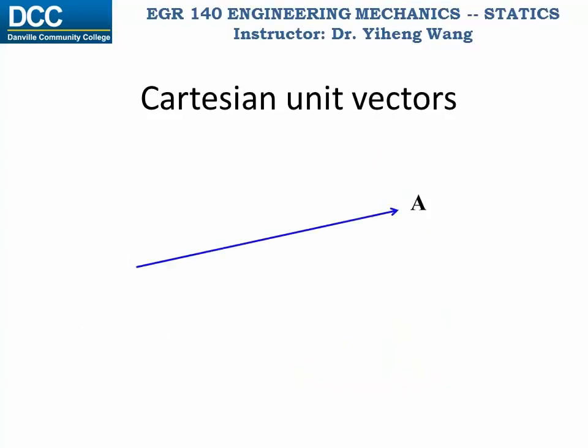Since a vector needs to be described by two parts, its magnitude and its direction, we can separate these two parts by defining unit vectors. For any arbitrary vector A, its unit vector UA has the same direction but a magnitude of unit length 1. Therefore, vector A can be expressed by its magnitude A, which is a scalar, multiplied by its unit vector UA.